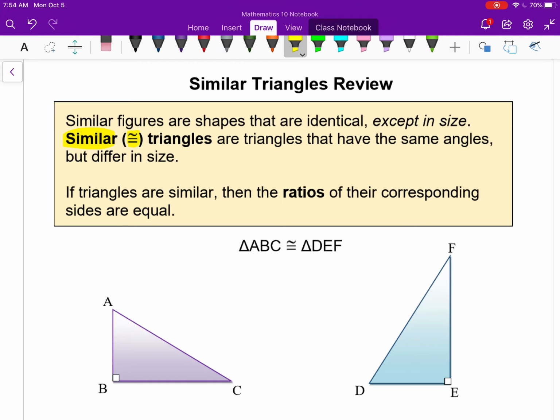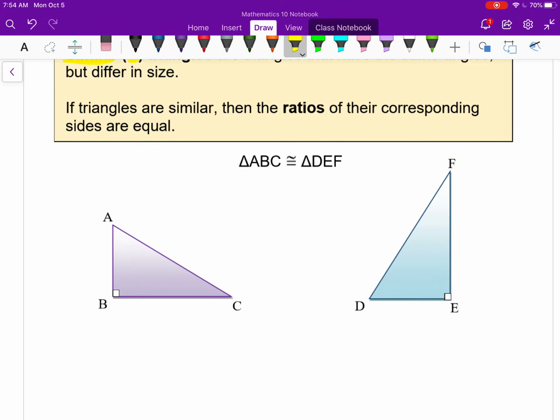What does that mean? Well, let's look at it. Here I have 2 triangles, and they're similar. How do I know they're similar? Because I give you that little symbol. So this says triangle ABC, which literally means the triangle with these sides here, ABC, is similar to the triangle DEF. So what does it mean if they're similar? And what does it mean the ratios of their corresponding sides are equal?